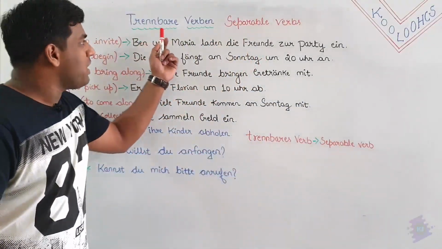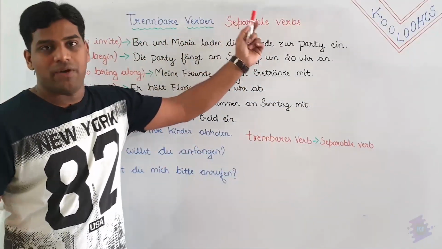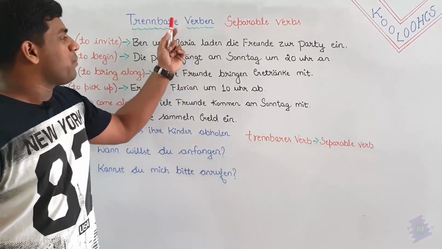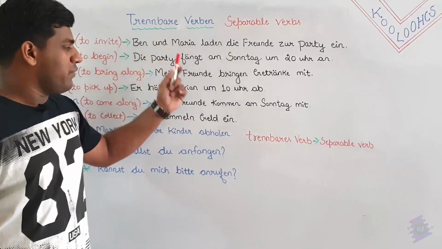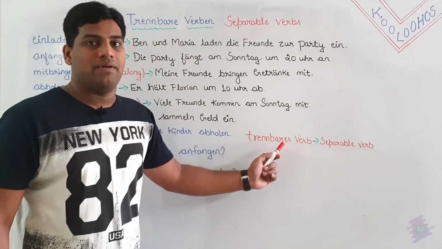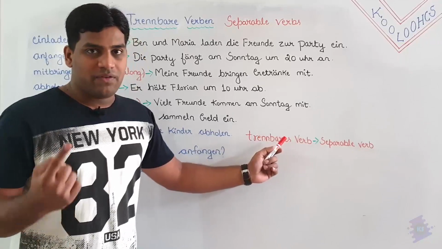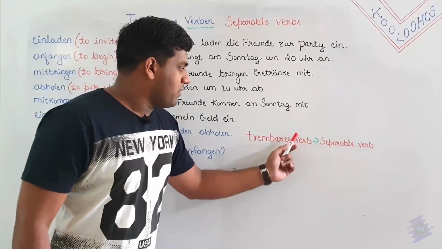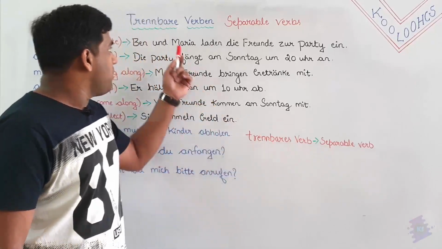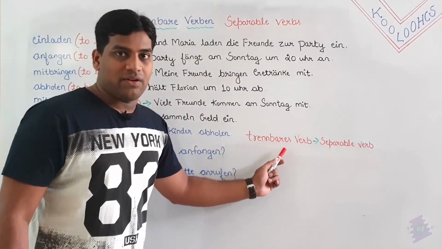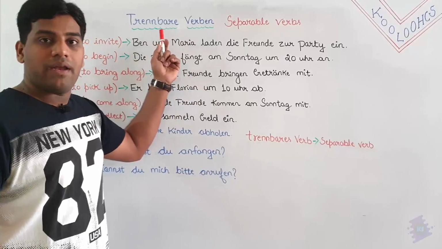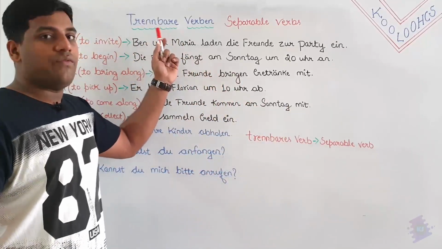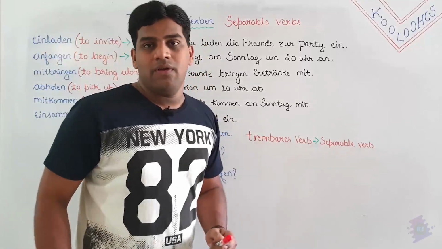So this word Trennbare Verben means separable verbs. Trennbare Verben is for the plural case, and the singular will be Trennbares Verb. Trennbares is the singular form, meaning separable verb. Since this verb is singular, Trennbare becomes Trennbares, and for plural it is Trennbare. Trennbares Verb means separable verb. Trennbare Verben means separable verbs.